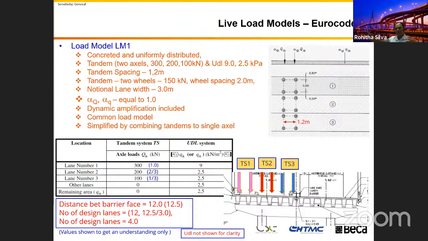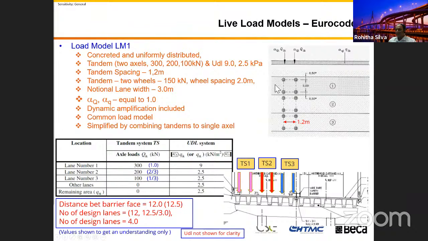You imagine if you got a 25 meter span or 30 meter span, you just put your axle load right in the middle. That will give you PL over 4. PL over 4 bending moments are significantly large.